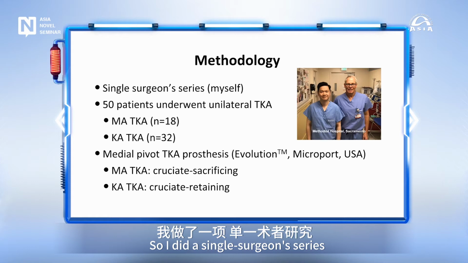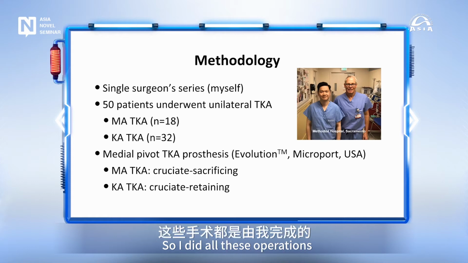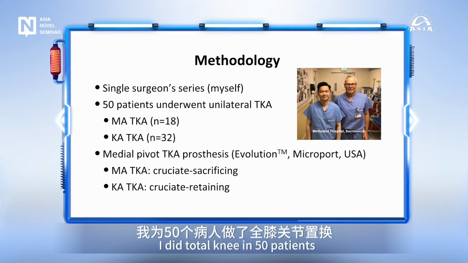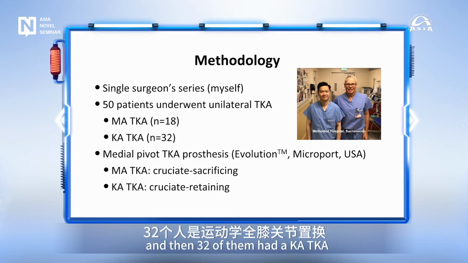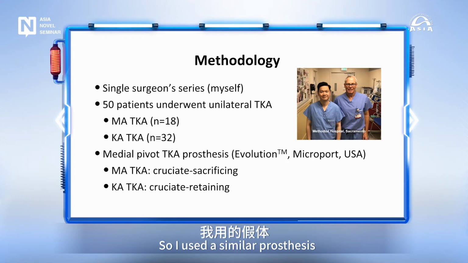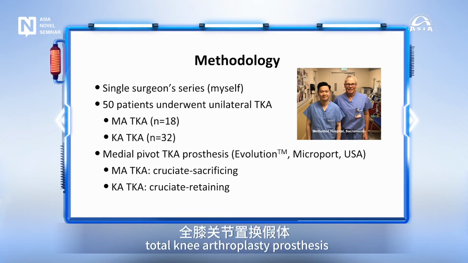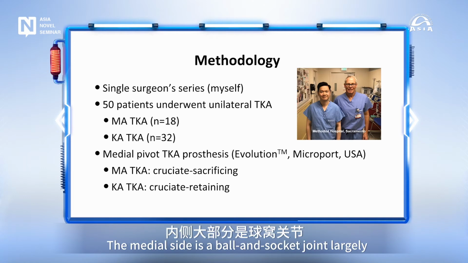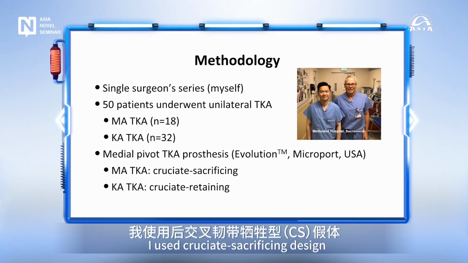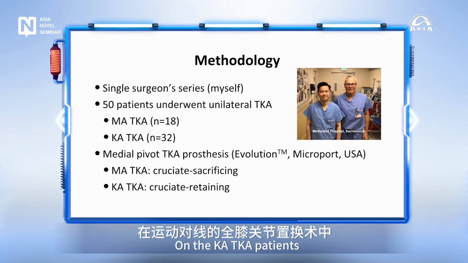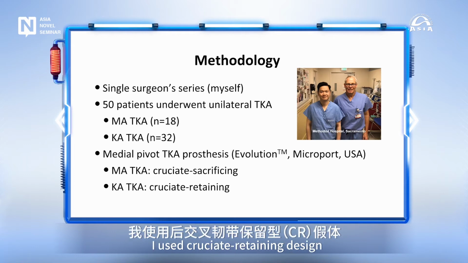I did a single surgeon series. I did all these operations. I did total knee in 50 patients. 18 of them received a mechanical alignment TKA, and 32 of them had a KA-TKA. I used a similar prosthesis to what Dr. Hao did. It's a medial pivot total knee arthroplasty prosthesis. The medial side is largely a ball and socket joint, and on the lateral side, it's more like round on flat. In the MA-TKA, I used the cruciate sacrificing design. In the KA-TKA patients, I used the cruciate retaining design.